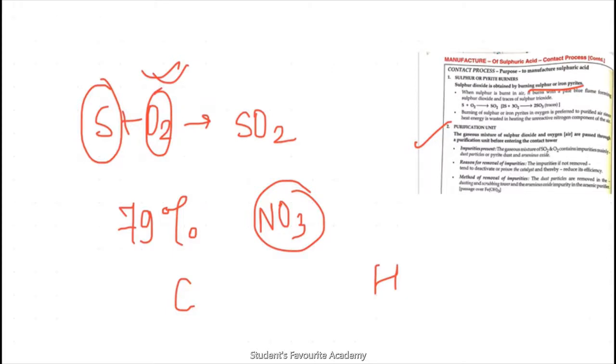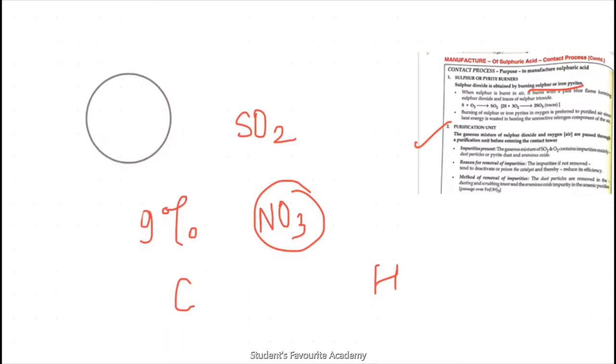You know what is the entire purpose of passing it to the purification unit? It is that I want to purify the sulfur dioxide that I am getting before it enters the contact process. And the ultimate thing is that we don't want to waste our resources. That is why we are purifying the air. Now what are the impurities which are present, children?